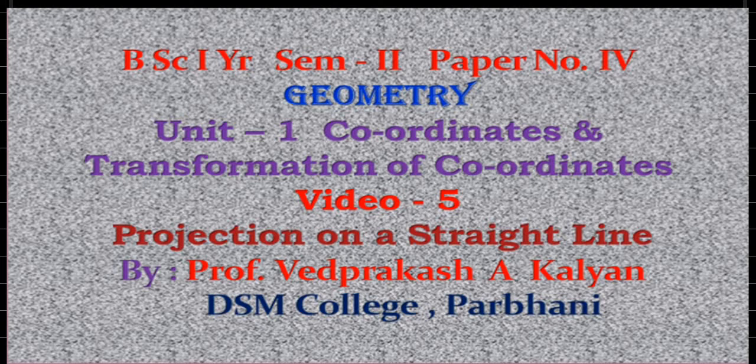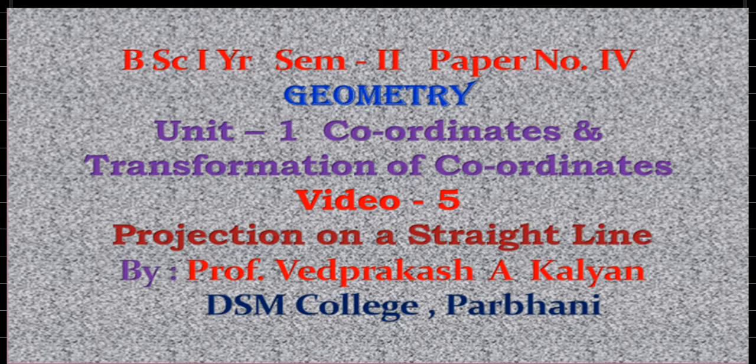Hello students, in the last class we have studied direction cosines of a line and direction ratios of a line. We have also obtained a useful relation between direction cosines and direction ratios, and also we have solved some examples on finding the direction cosines and direction ratios of a line. Now in this class we are going to study mainly projection on a straight line.